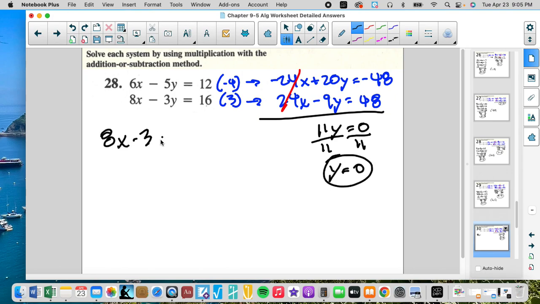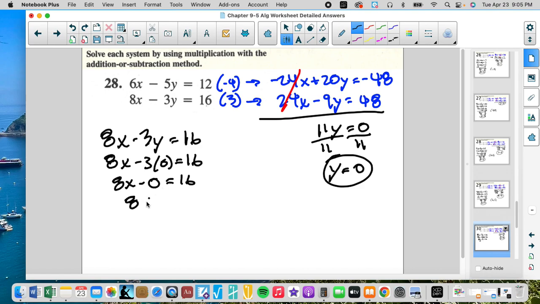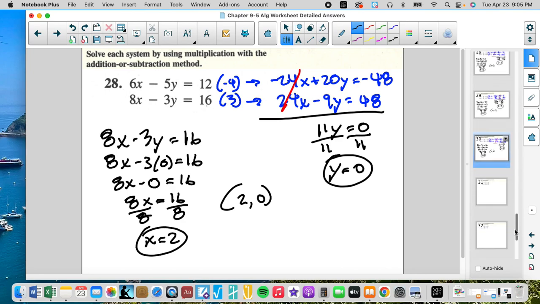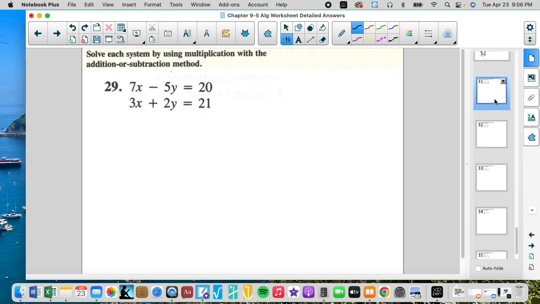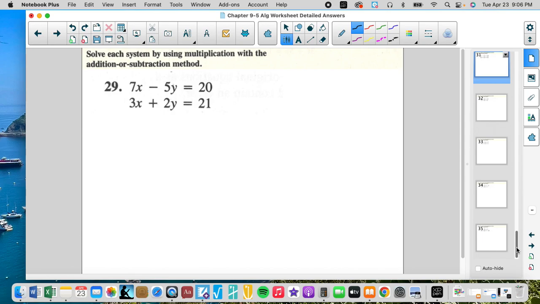8x minus 3y equals 16. 8x minus 3 times 0 equals 16. 8x minus 0 equals 16. 8x equals 16 divided by 8. X equals 2. 2 comma 0. It doesn't look like we're going to have any of those weird ones, but we still got a bunch of them left. We still got 5 more problems. It is 34 problems.